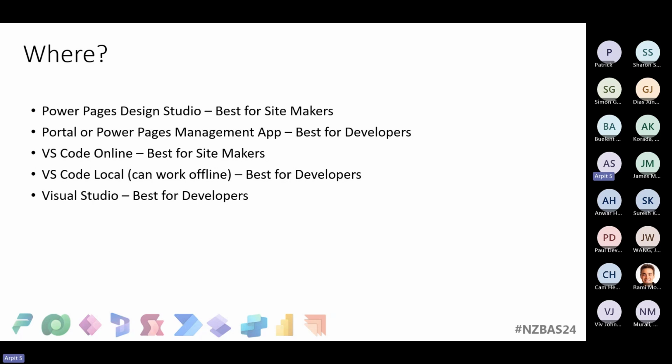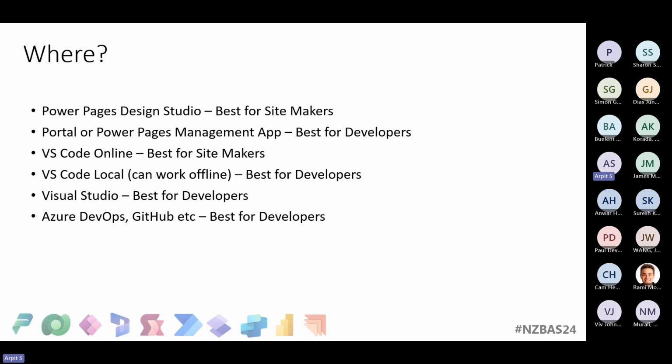And the last one is Visual Studio. It's similar to VS Code, but Visual Studio provides you more capability. You can directly connect it with your GitHub repository or Azure DevOps repository, and then you can push and pull the code directly from there. So similar to VS Code, you can use Visual Studio as well.